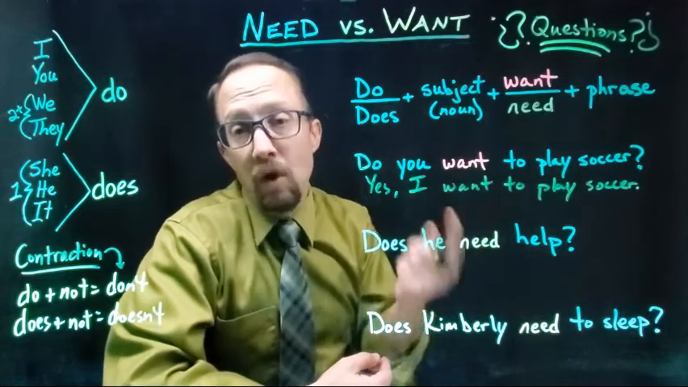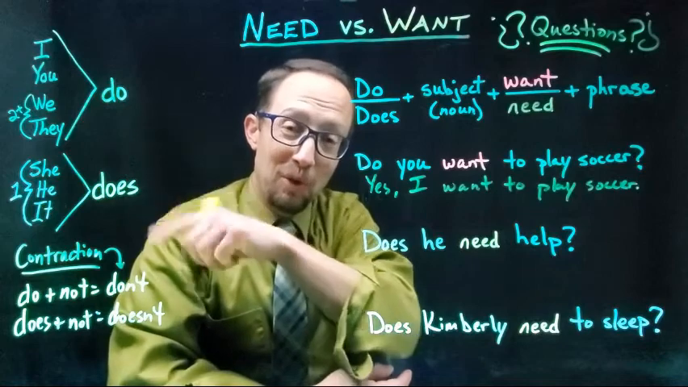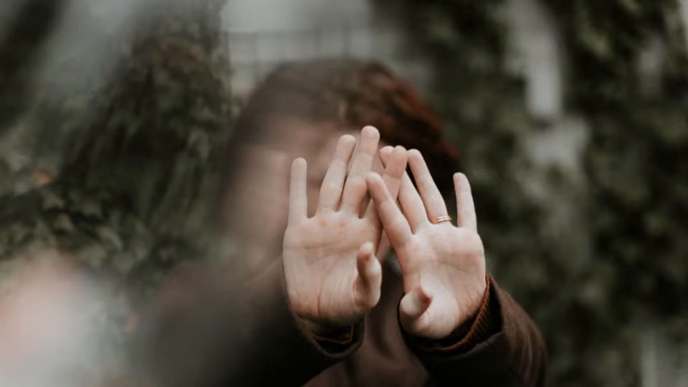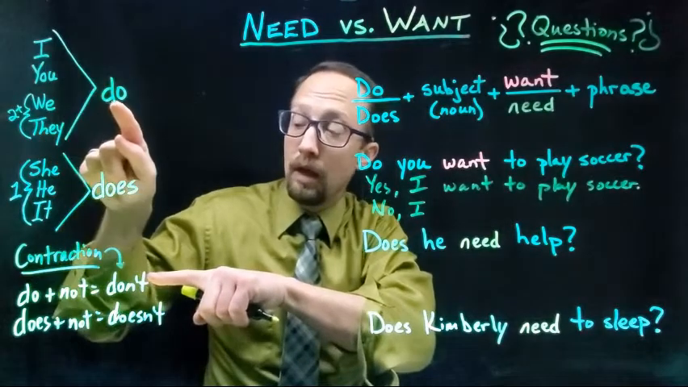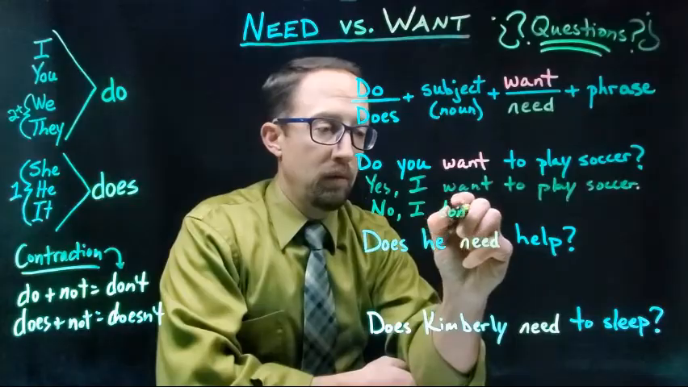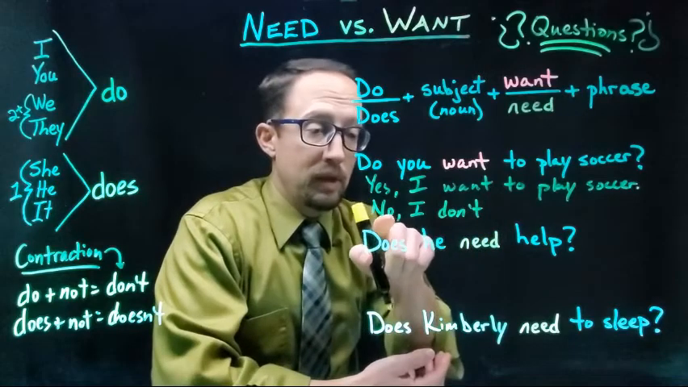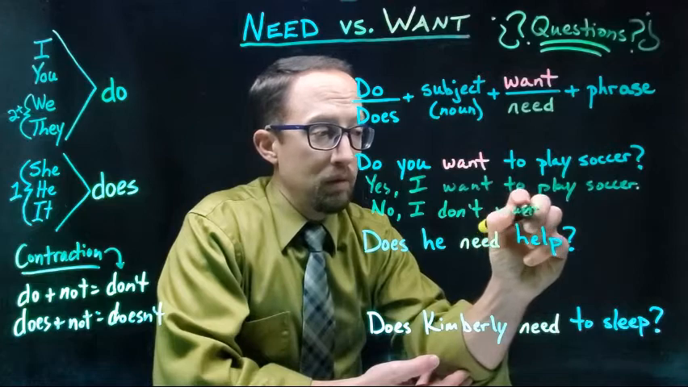If you say no, you have to use do or don't with that. So when I say no, I have to use do or don't. So I might say something like, no, I don't want to play. You might just say, no, I don't. Or you can say, no, I don't want to play.